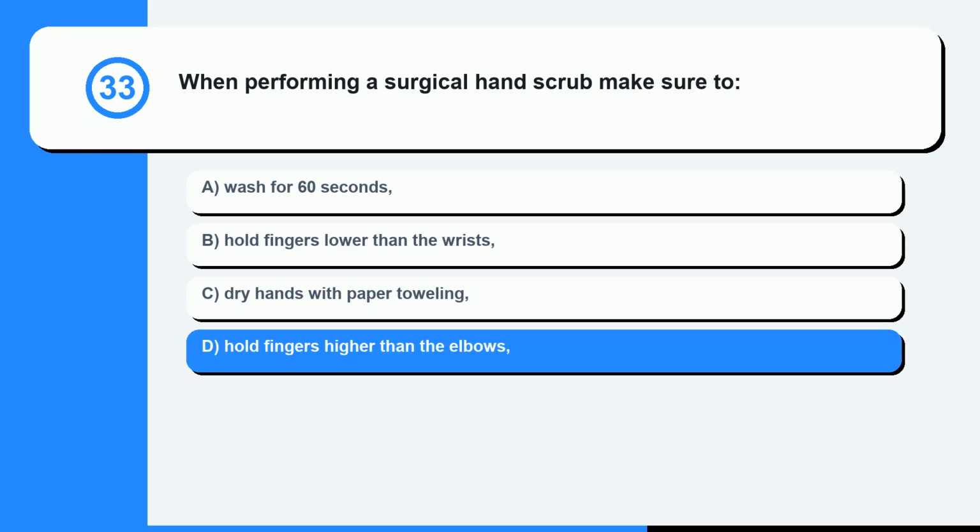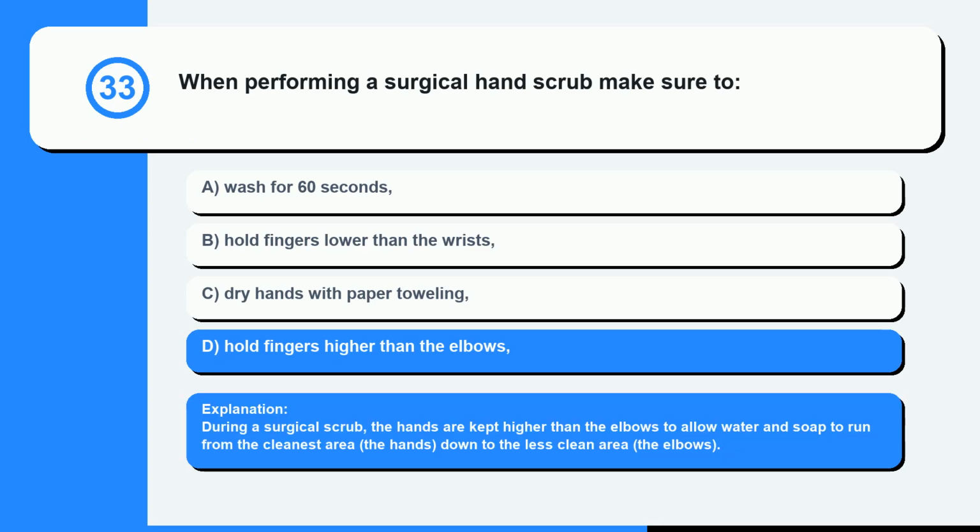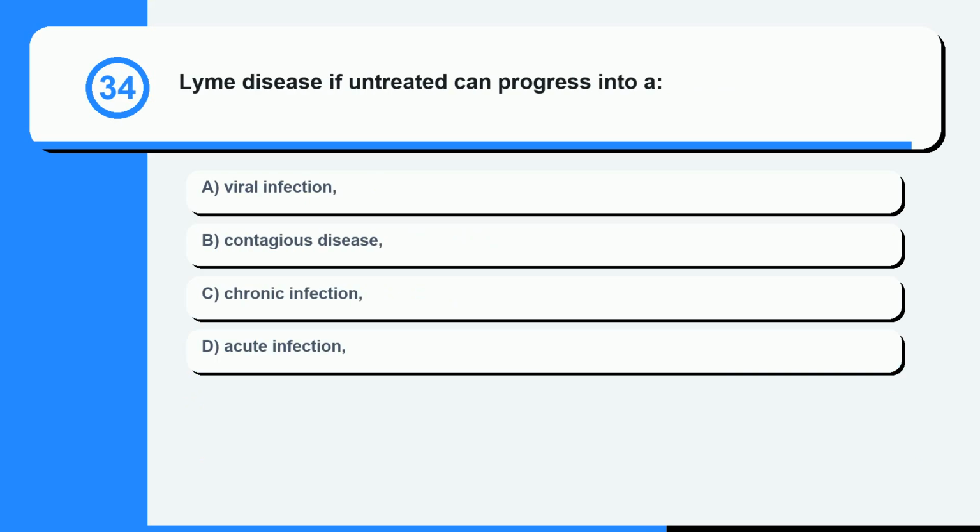Question 32. When performing an EKG on a patient, if the tracing is not what is expected, the first thing that should be checked is A. Placement of the electrodes. B. The status of the patient. C. Electrical interference. Or D. Machine settings. The correct answer is B. The status of the patient.